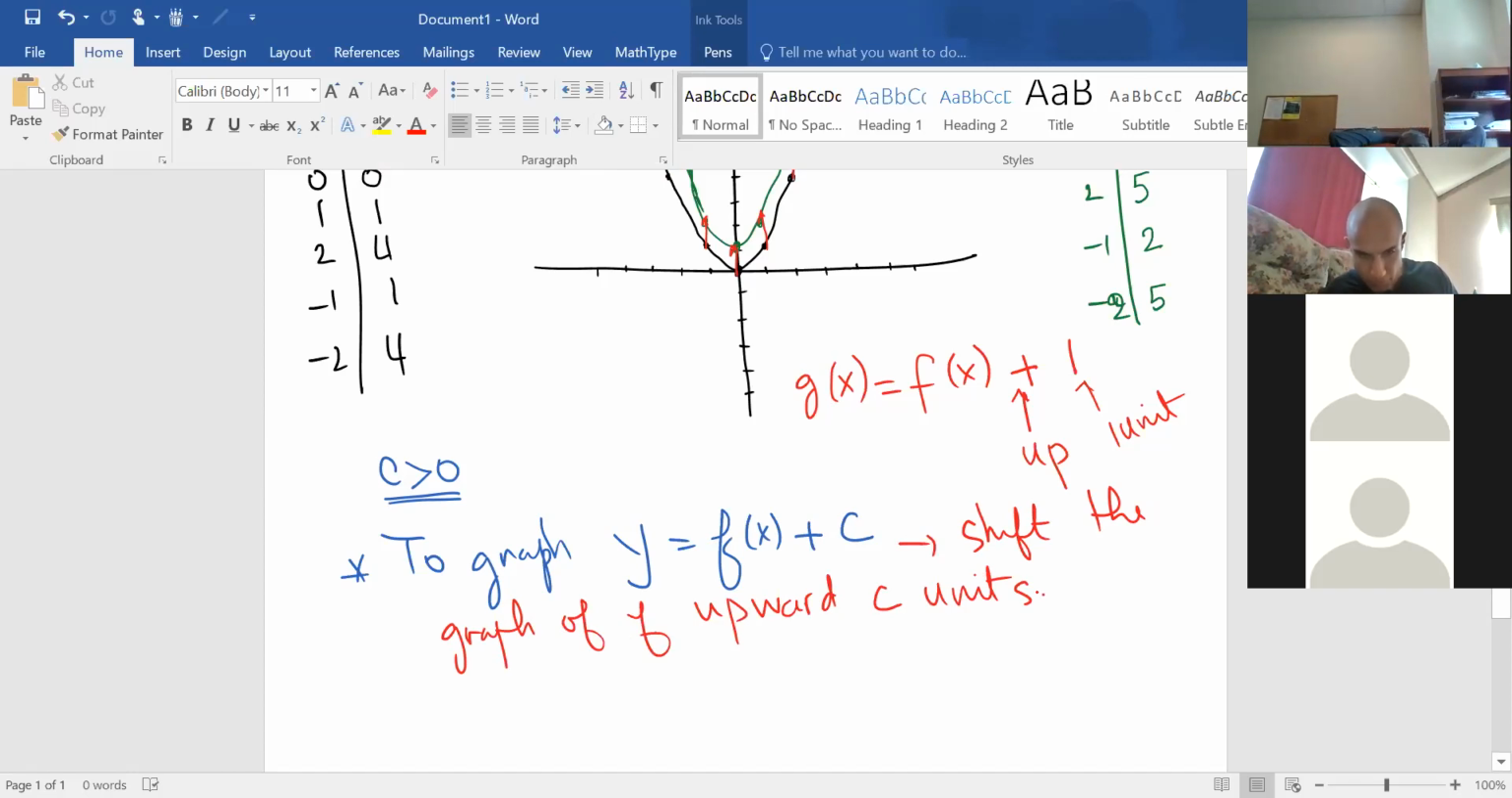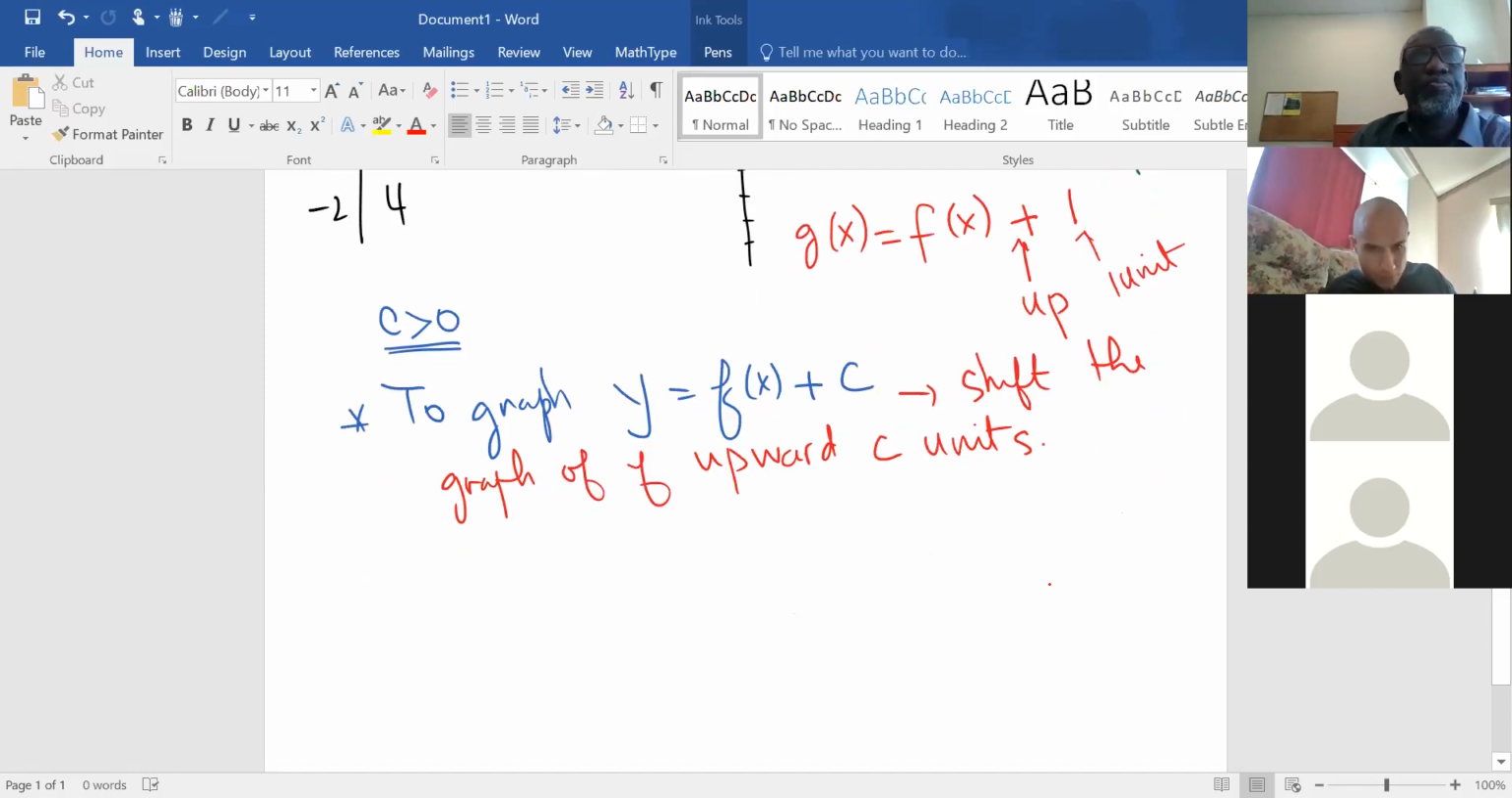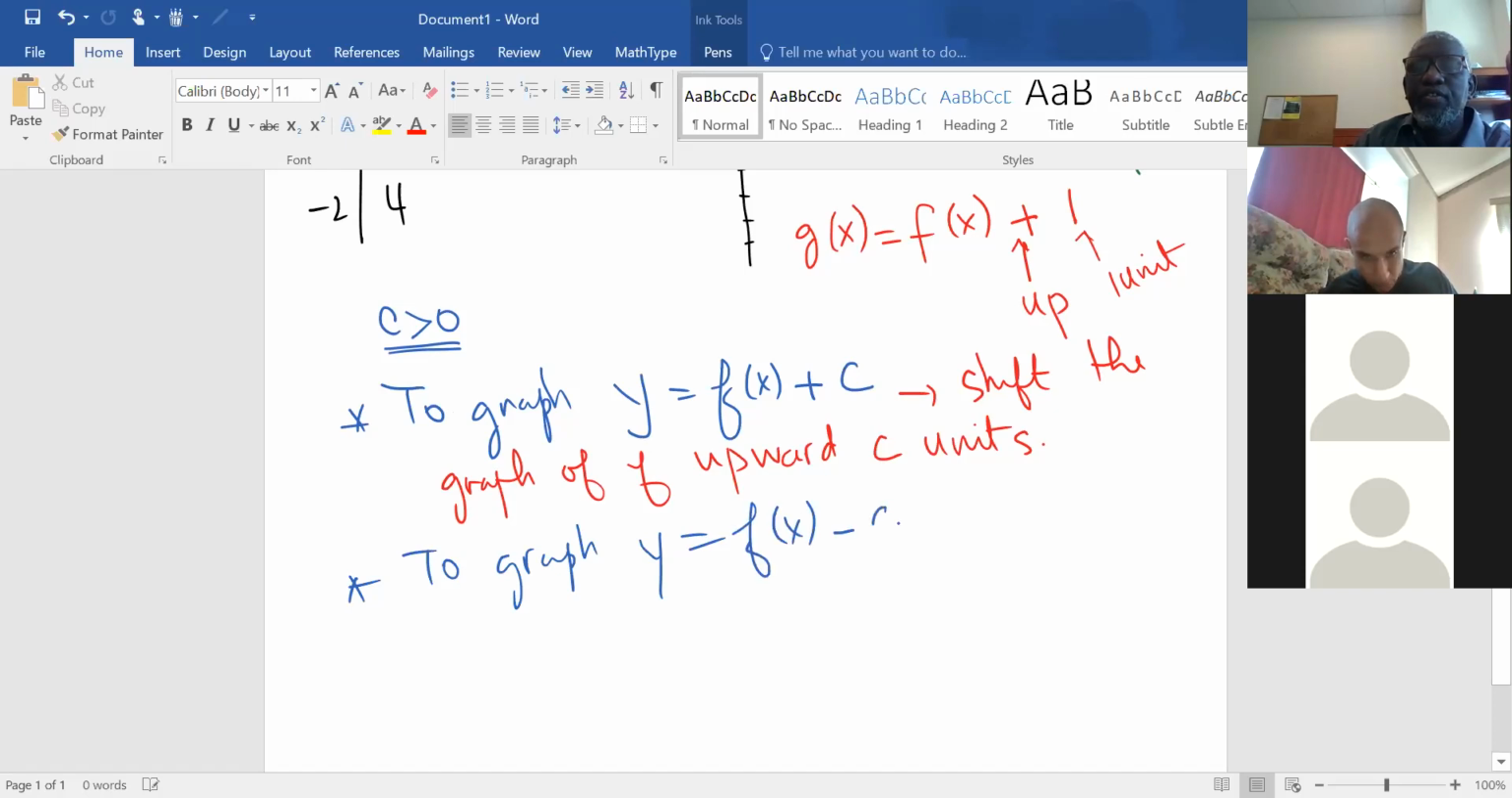Of course, right here, we don't even need to prove it. Obviously, if you want to graph y equals f of x minus c, now what are you going to do? Common sense, what are you going to do? Shift it down c units. Shift down c units, right?